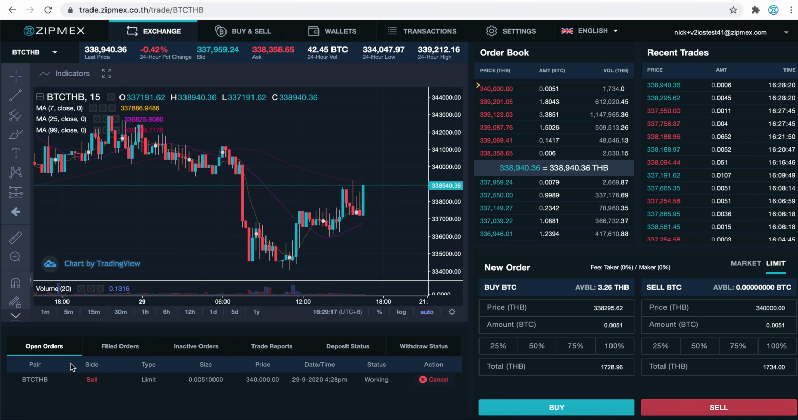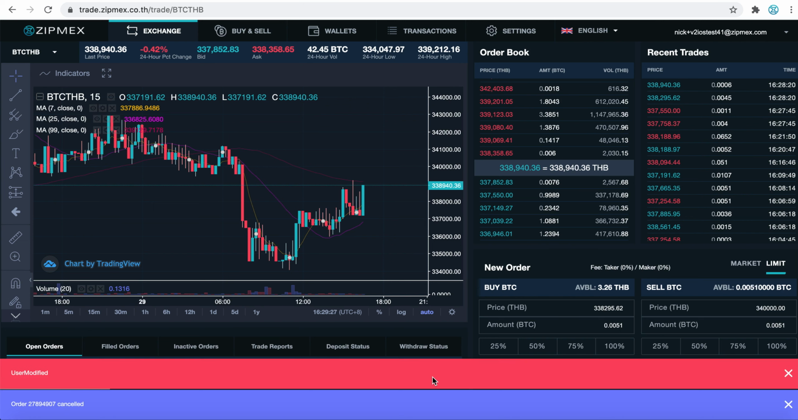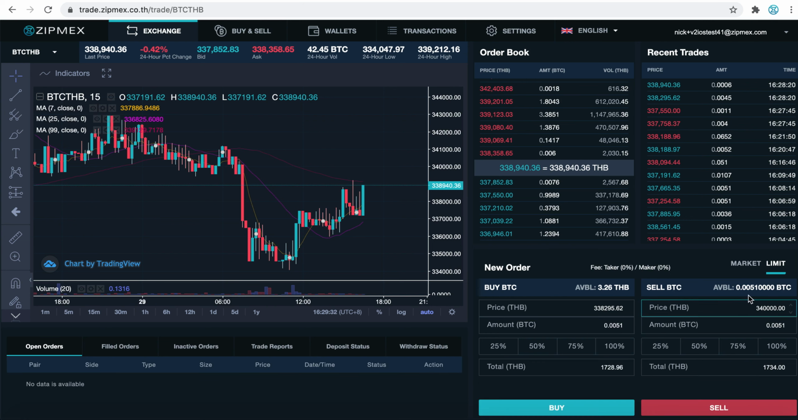It is in the open order tab, as you can see over here, right? You can cancel it and the Bitcoin will go back to your wallet. See, it went back to your available balance. Let me do a limit buy. Let me sell my Bitcoin first.